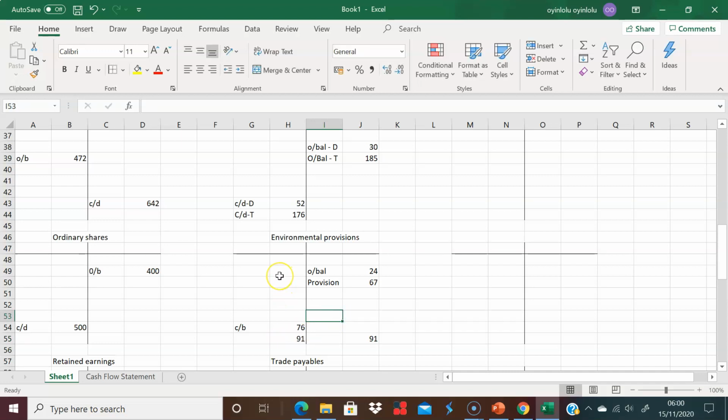So it means that what you must have done is, if you released part of that provision of 15, because you've put through a provision of 67, but then also you must have released 15 as well. So because you see you have a closing balance here. If it was a straight provision, a straight increase, it would just be the full provision.